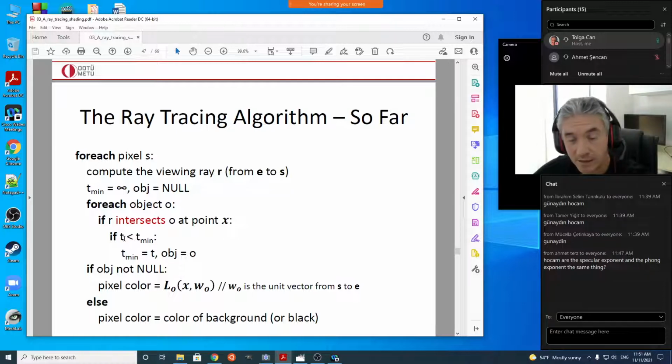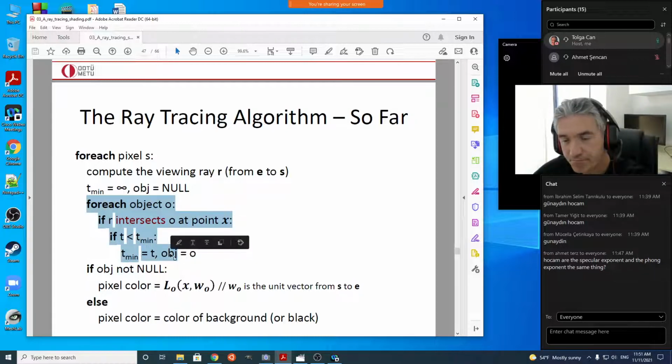If it's an intersection that is closer than this T minimum, we keep track of which object was intersecting closest and the closest intersection point as well. If object is not null, so when can object be null? It may be null if our ray intersects none of the objects in the scene. In that case, we are looking at some background.